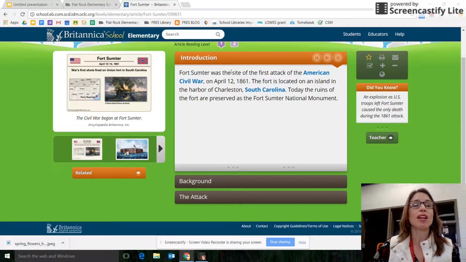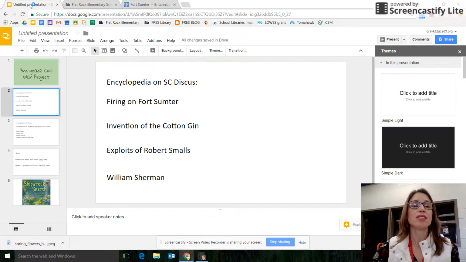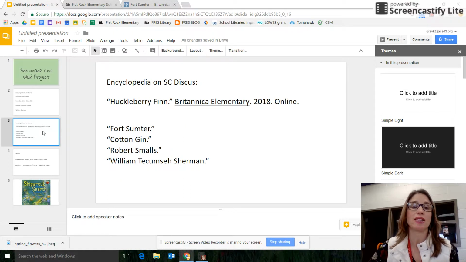Now, once you have that information, you need to write a source citation. And this is going to be the same for every single group who finds any information on SC Discus. Here's how you're going to write it.